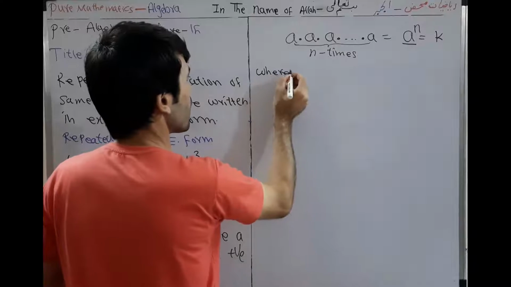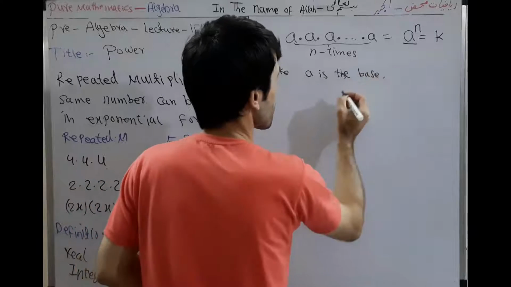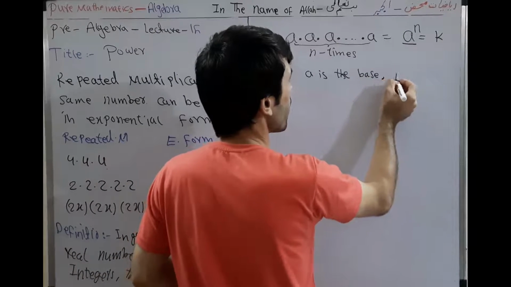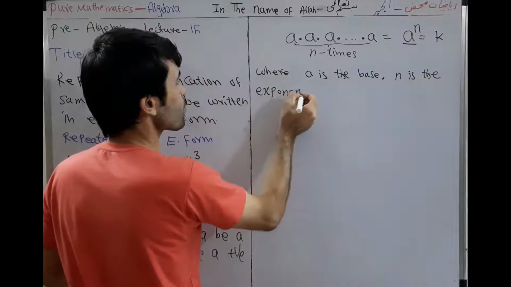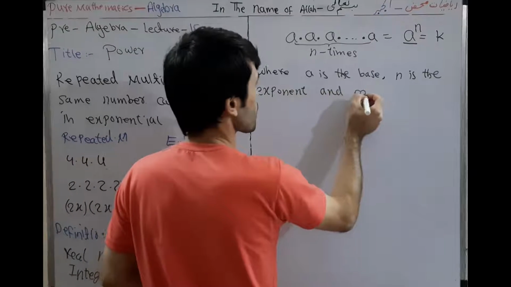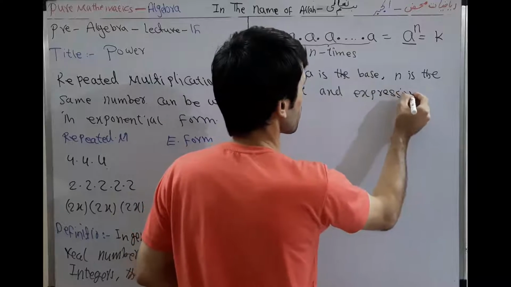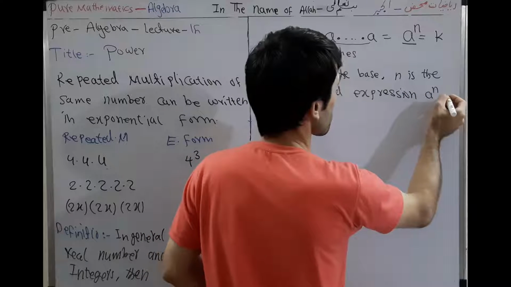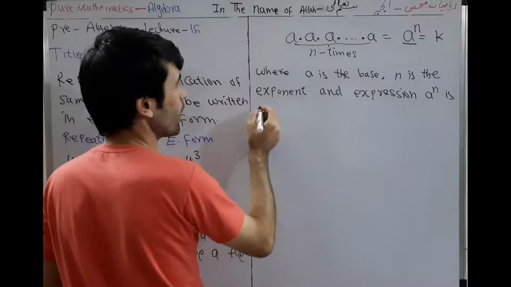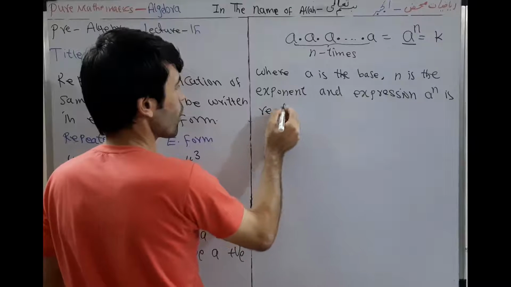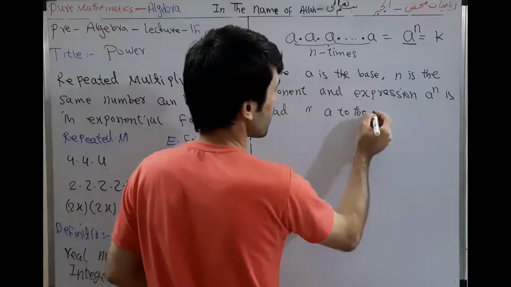Where a is the base, n is the exponent, and the expression a to the power n is read a to the nth power.